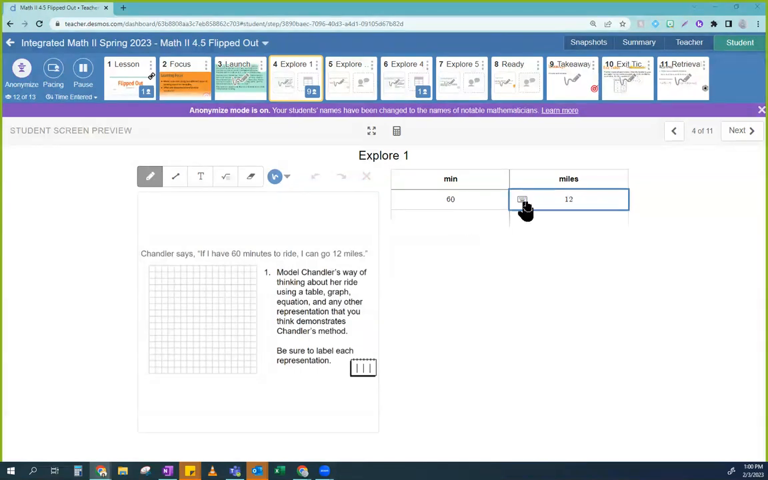So here we put 60 and 12 because that's what they told us, right? What else did you guys put here besides 60 and 12? Yeah, someone cut that in half. Very good. If I only go for 30 minutes, how many miles should I go? Very good. Nice. Someone else put 120 here.